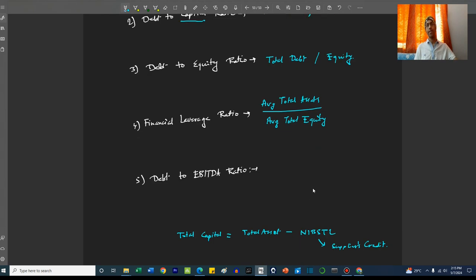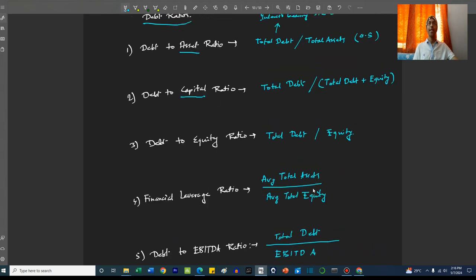First, let us understand the fifth ratio in the debt ratio category of solvency ratios. This is the debt to EBITDA ratio. This is basically total debt divided by earnings before interest, tax, depreciation and amortization, which is the full form of EBITDA. This helps us understand, of whatever we are earning before interest, tax, depreciation and amortization, how many times of that we have taken up as debt. The lower the number, ideally the better it is.